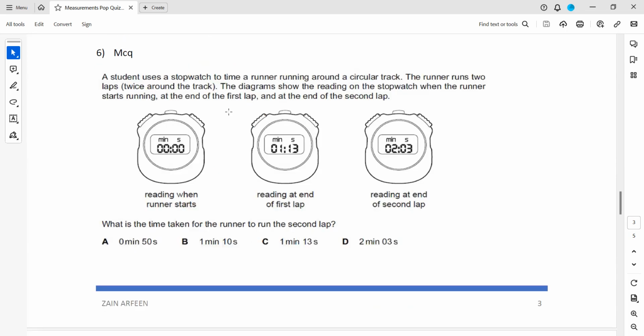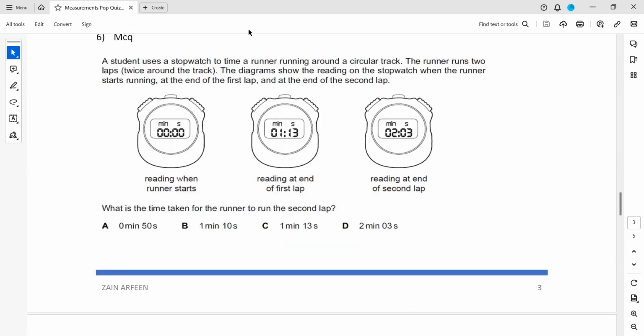A student uses a stopwatch to time a runner running around a circular track. What is the time taken for the runner to run the second lap? So here 1 minute and 13 seconds. So this is 60 seconds plus 13. So this is 73 seconds. And 2 minutes and 3 seconds means 123 seconds.